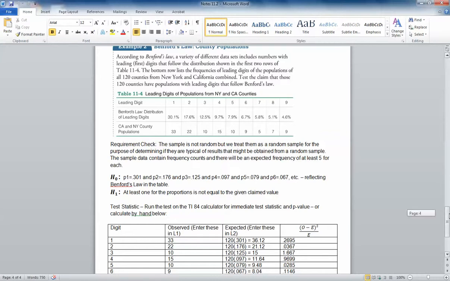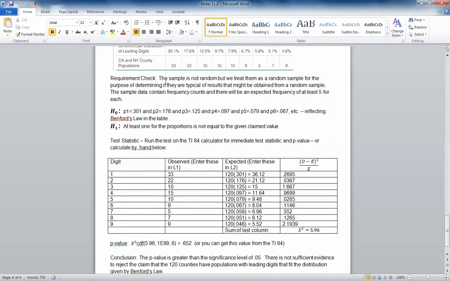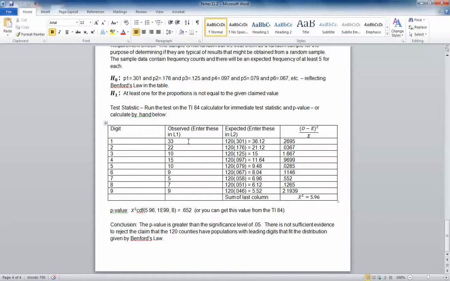So when we're constructing our table, first of all, requirement check. The sample is not random, but we treat them as random for the purpose of determining if they're typical. And then the sample data do contain frequency counts, and there's an expected frequency of at least 5 for each. So the null hypothesis is P1 is 0.301, P2 is 0.176, P3, that just lists what we think the proportions are for Benford's law. And then the alternative is at least one of the proportions is not equal to the given claimed value.